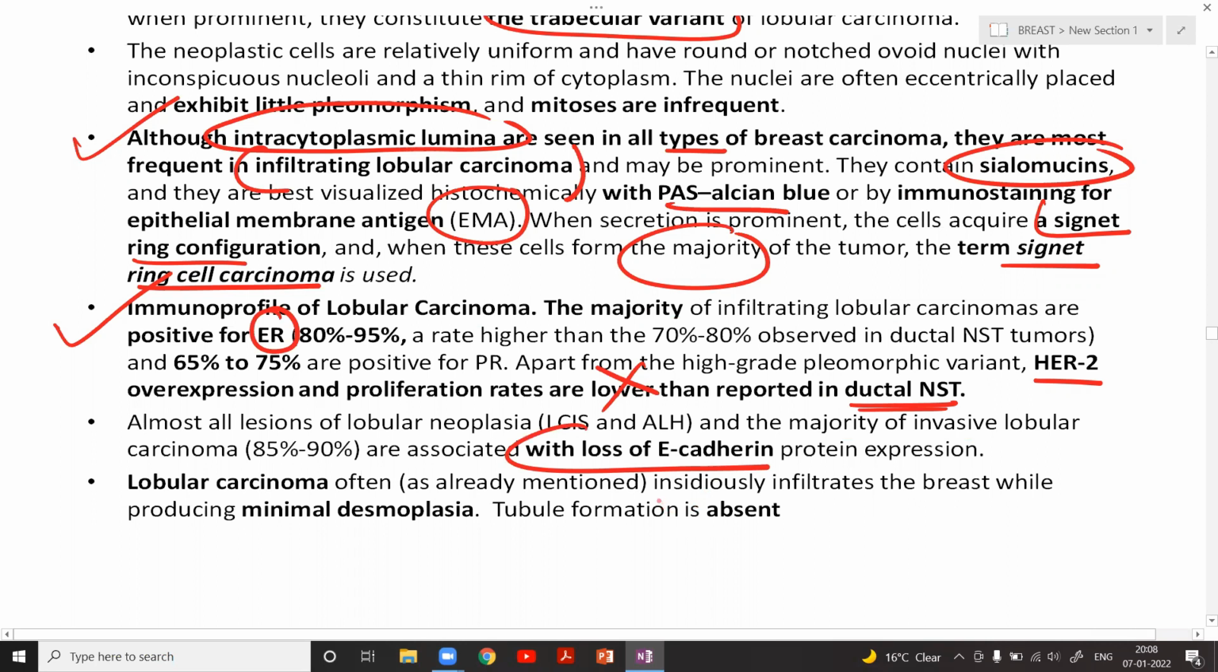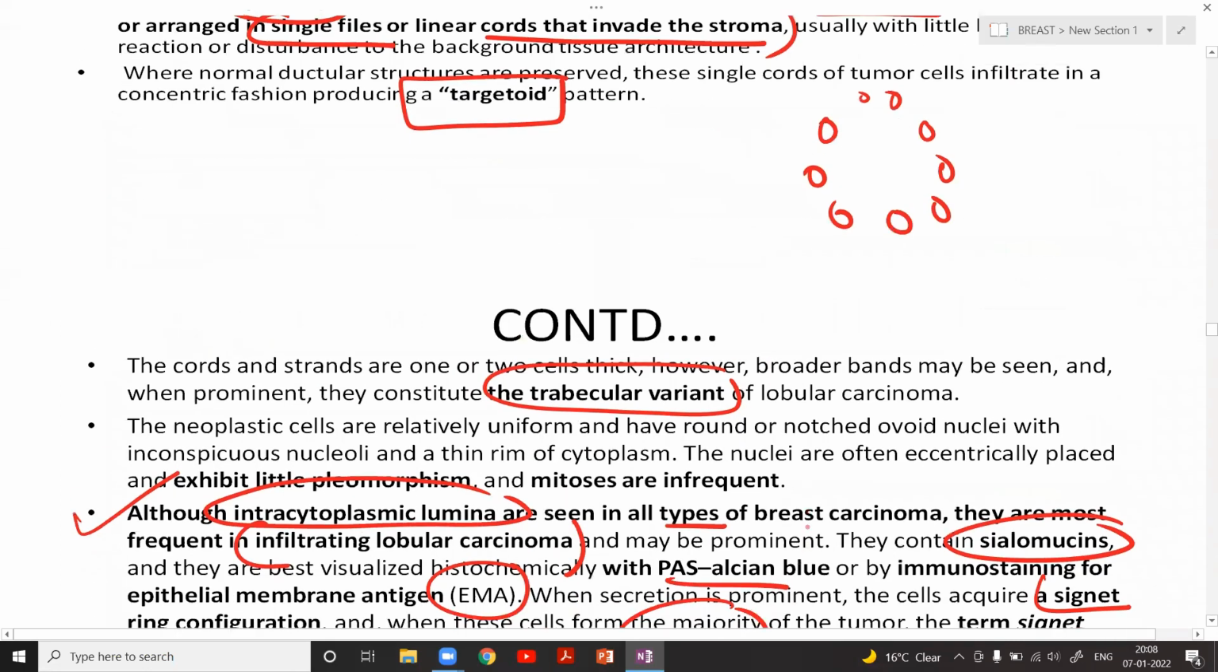And one very important thing is, as I told you, they show minimal desmoplasia. So that means they are not going to be easily seen under the microscope, and they cannot be appreciated in radiology imaging. So there are high chances of missing the lobular carcinoma. And tubule formation is absolutely not seen in lobular carcinoma. So these are all the important points.